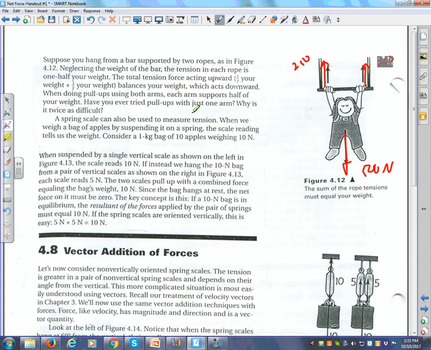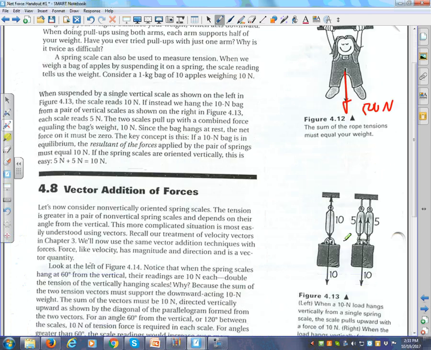A spring scale can be used to measure tension. When we weigh a bag of apples by suspending it on a spring, the scale reading tells us the weight. Consider a 1 kilogram bag of 10 apples weighing 10 newtons. When suspended by a vertical spring, as shown on the left in figure 413, down here, the scale reads 10 newtons. If instead we hang the 10 newton bag from a pair of vertical scales, as shown on the right, each scale reads 5 over here. See it? 5 and 5.